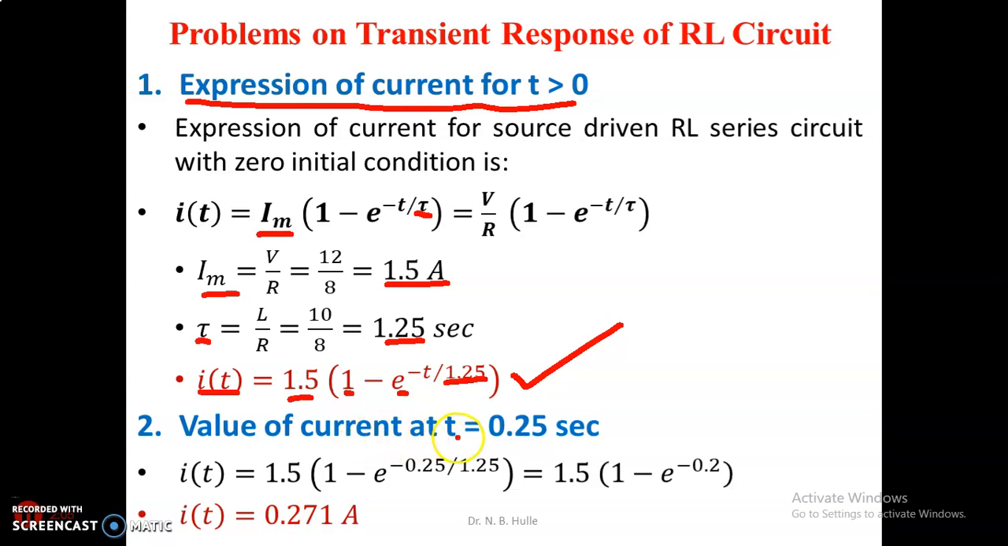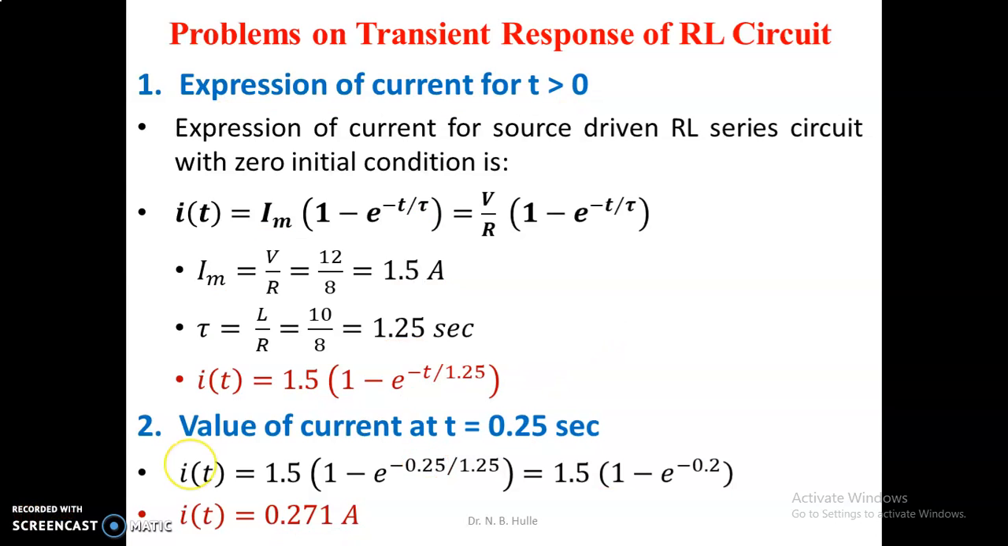Calculate the value of the current at t equal to 0.25. I will take the same expression, because we are already aware of it, that is I of t is equal to 1.5 into 1 minus e raised to power of minus t by tau. We just substitute the value of t, which is 0.25 second. After substituting, the mathematical part gives the current at that instant as 0.271 amperes.